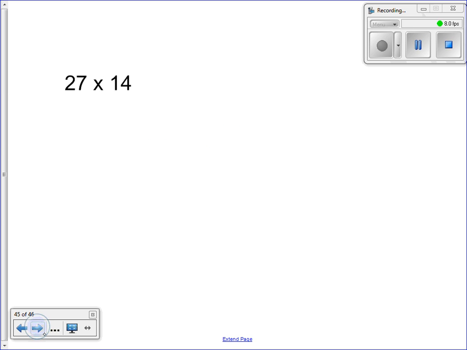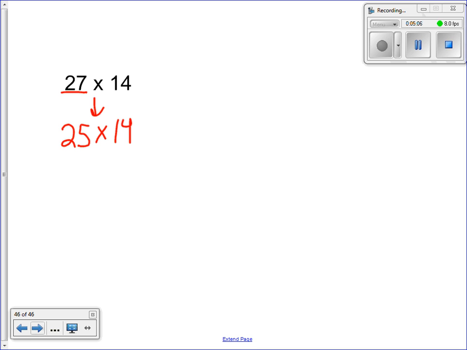Let's take a look at one more example. 27 times 14. Now for this one, I'm not going to use rounding. I could, and I will show you how to do that in a second. Let's use compatible numbers. So, I would look at the 27 right here, and I would say, what is that close to that I can multiply easily? And I would say that would be close to 25. So my new problem is 25 times 14.